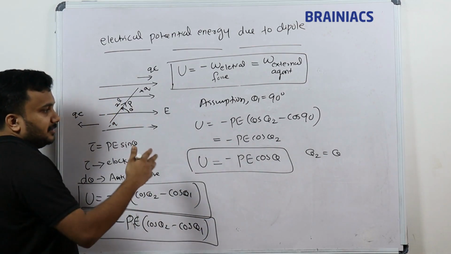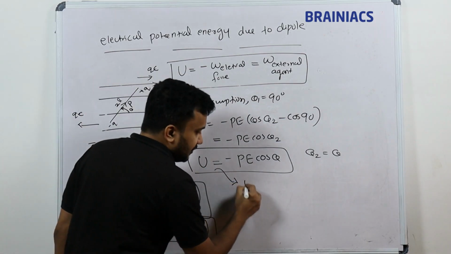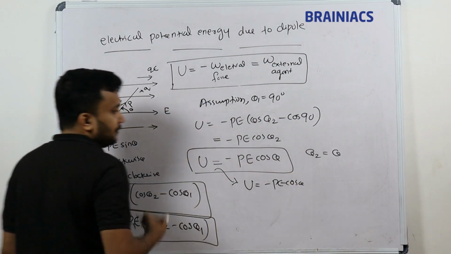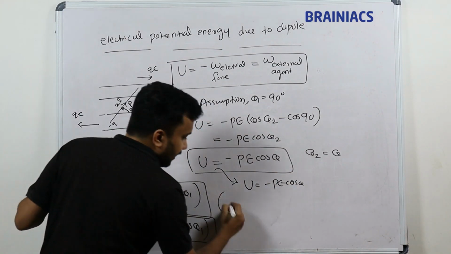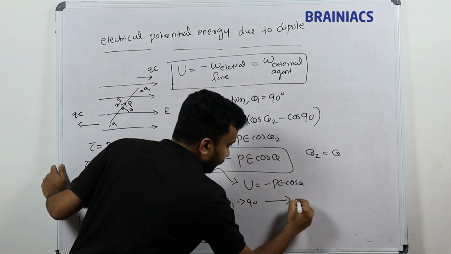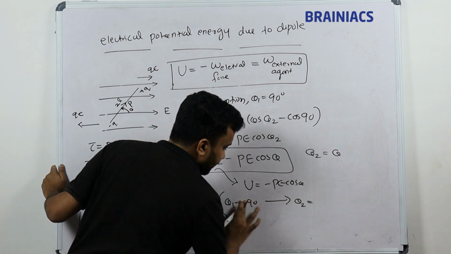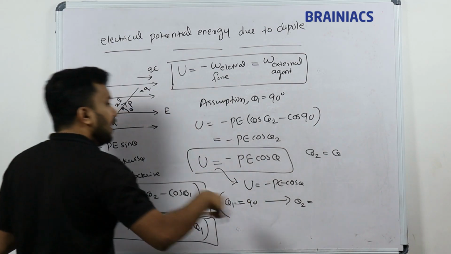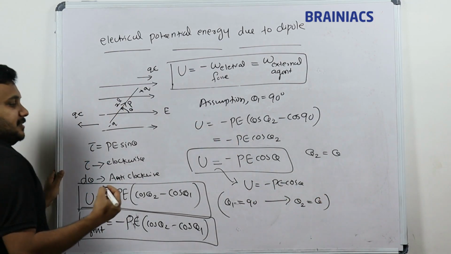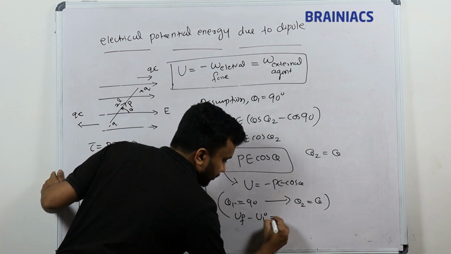Okay, so the same potential energy formula I can write in another way, right? Generally, potential energy is equal to minus Pe cos theta. If you are given two angles, I am rotating from theta 1 equal to 90 degrees to theta 2, an angle of theta. If that is the case, then I can say final potential energy minus initial potential energy.